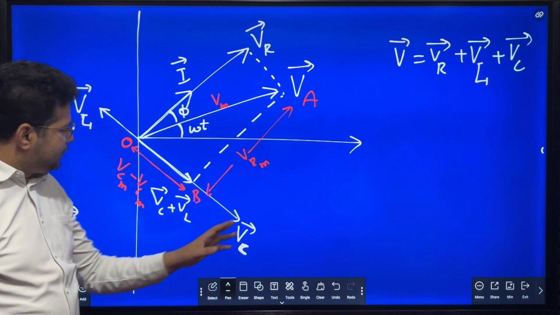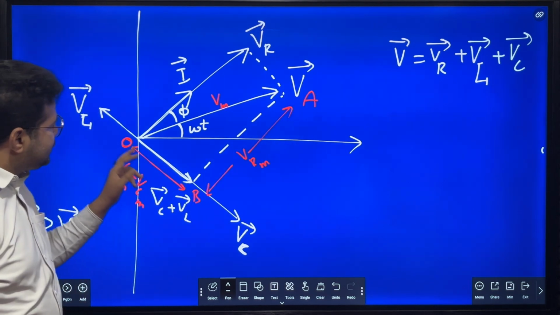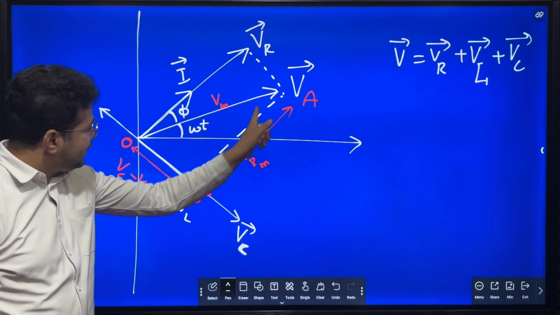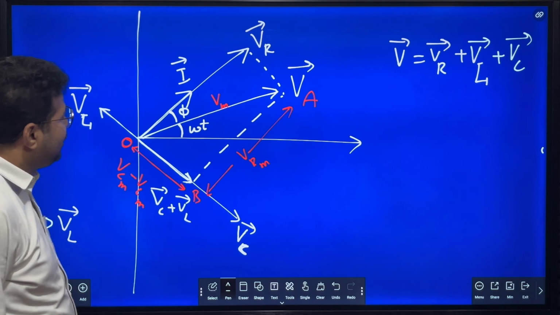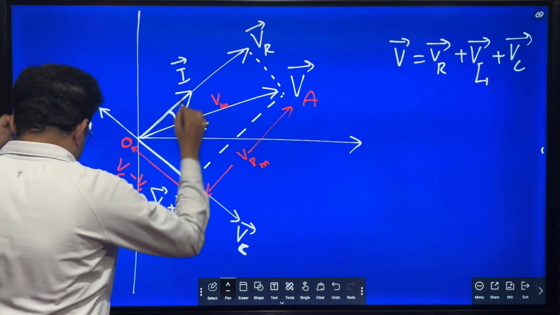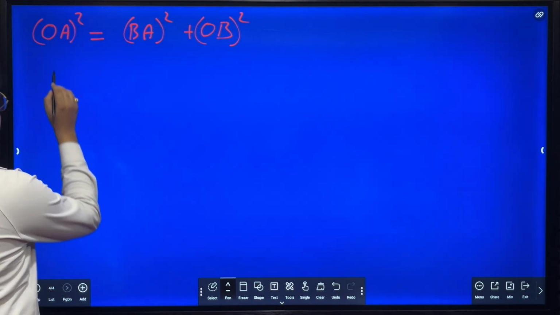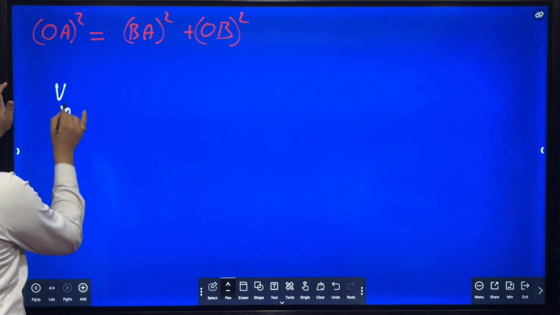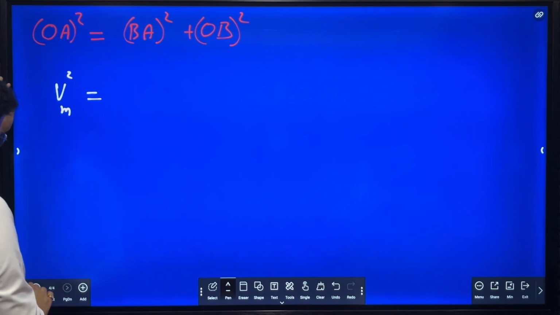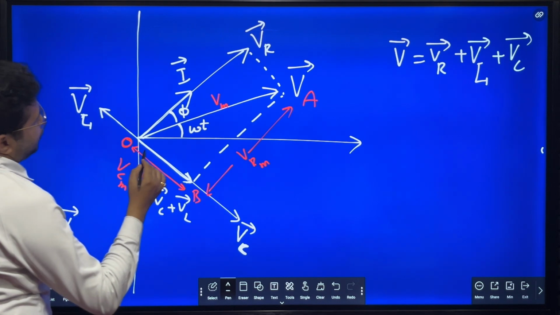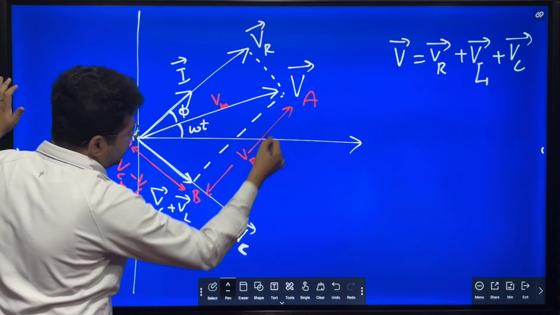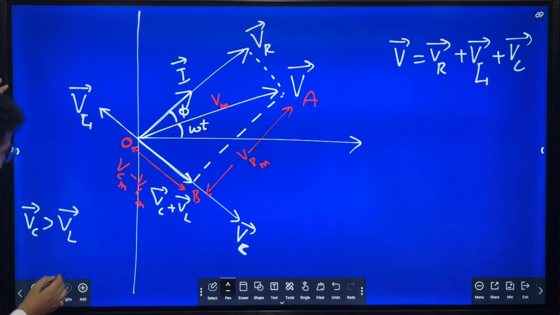OA square is equal to BA square plus OB square, because we have a right angle triangle here. What is OA square? OA square means VM square. VM square is equal to BA square. BA square means what? It is VRM whole square.